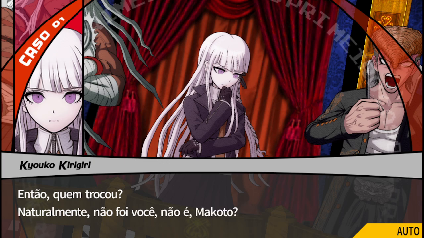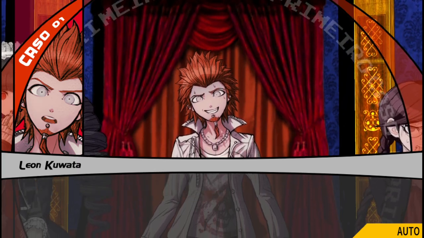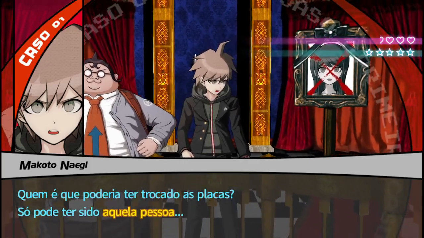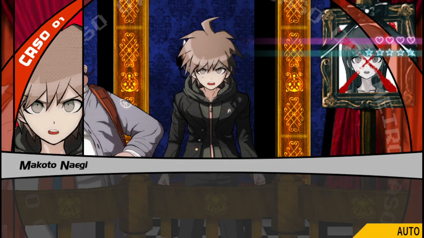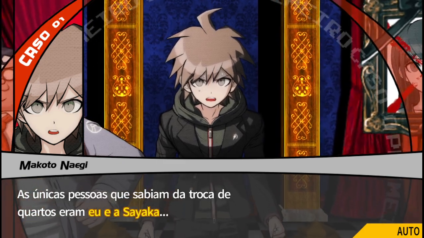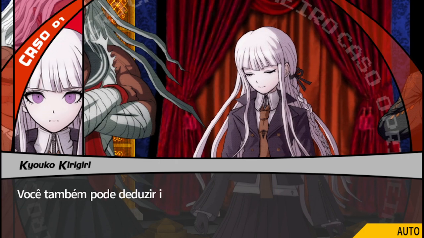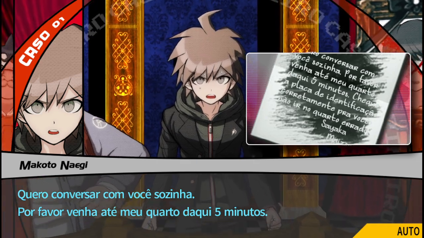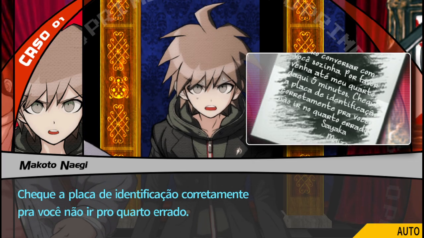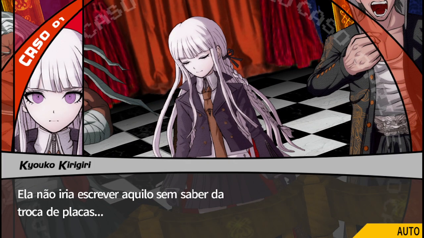And the one who switched the names was... Well, of course it wasn't you, right, Makoto? Right? Okay, then who did it? I got it! Me and Sayaka were the only ones who ever knew about us switching rooms. So the only other person besides me who would even know to switch the nameplates was Sayaka. You can also infer as much from her note. She specifically tells the reader to check the nameplate. She would only have written that if she knew the nameplates had been switched.